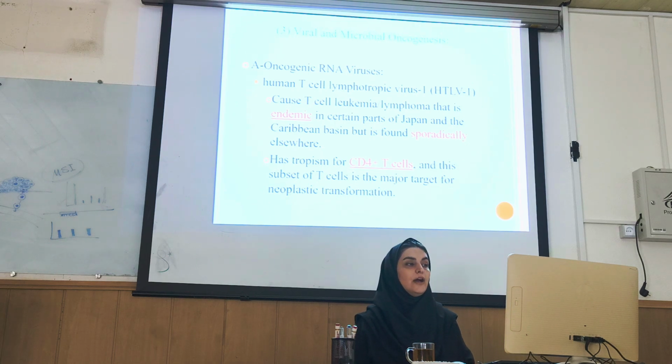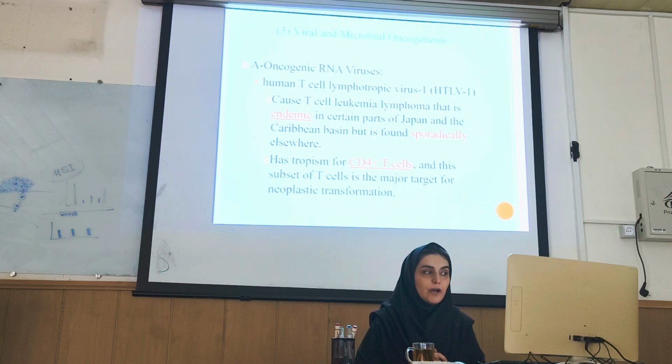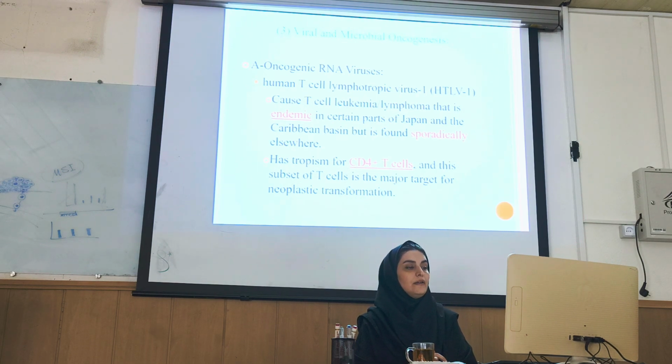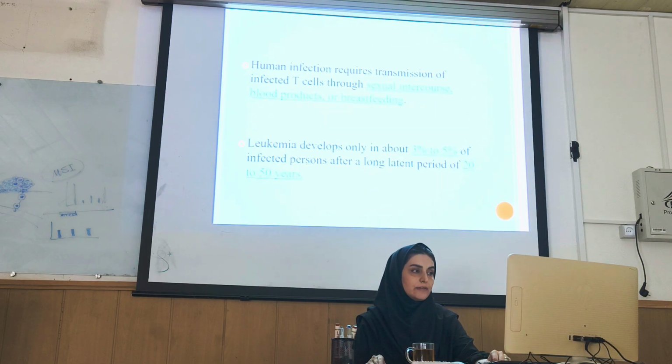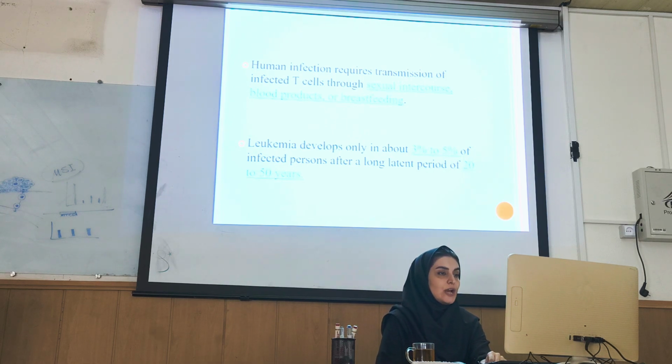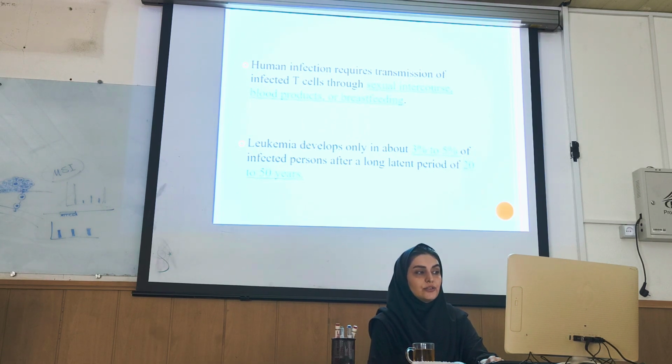Now a little about viral and microbial oncogenesis. One of the important viral factors related to malignancy is HTLV-1, or human T-cell lymphotropic virus. This virus has tropism to T-cell lymphocytes, the CD4 positive type, and these cells are the major target of this virus. And you know, this is transmitted only by sexual intercourse, blood products, and breastfeeding.